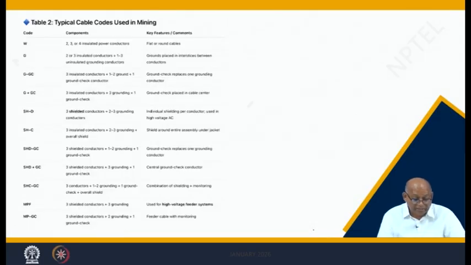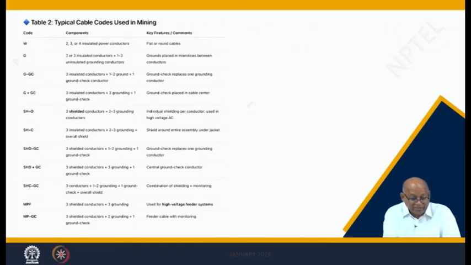If you go into more details, typical codes: W means 2, 3, 4 insulated power conductors, flat or ground cables. G means 2, 3 insulated conductors, uninsulated grounding. GC means 3 insulated, 1 to ground, 1 ground check conductor. Sometimes I forgot to mention, the ground check conductor is for constantly checking whether the cable at the other end is grounded or not, because unless it is so, you cannot really monitor the fault. If the cable is faulty, it should be connected to the ground so that there is no high voltage. If the cable is not grounded, there will be high voltage, and what will happen? You will get a shock, and there may be partial discharge and fire and all these things.